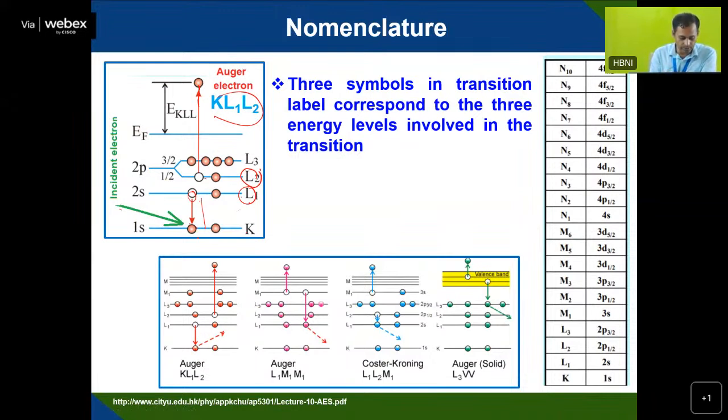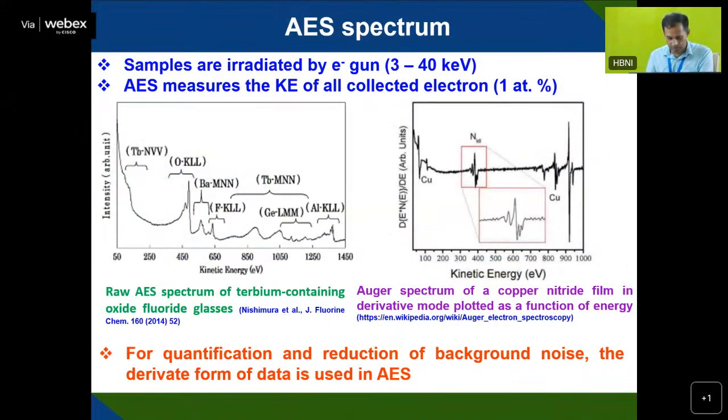Similarly, if it's K L1 L2, if it's L M1 M1, the L electron is coming out, and then M1, then again M1 is knocking out. So L M1 M1. Different types of knocking can be possible. So all different names are given in Auger electron spectroscopy.